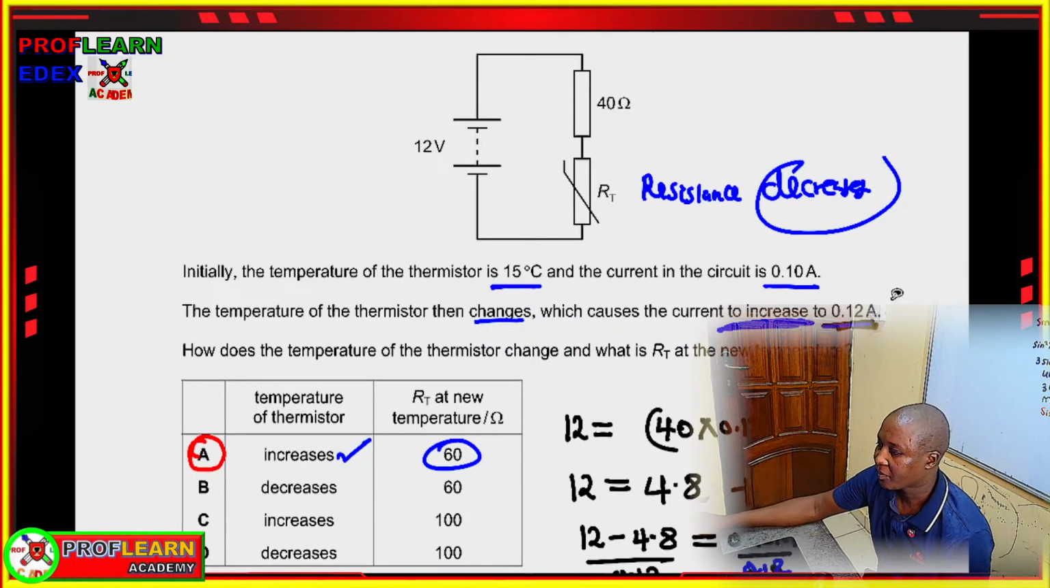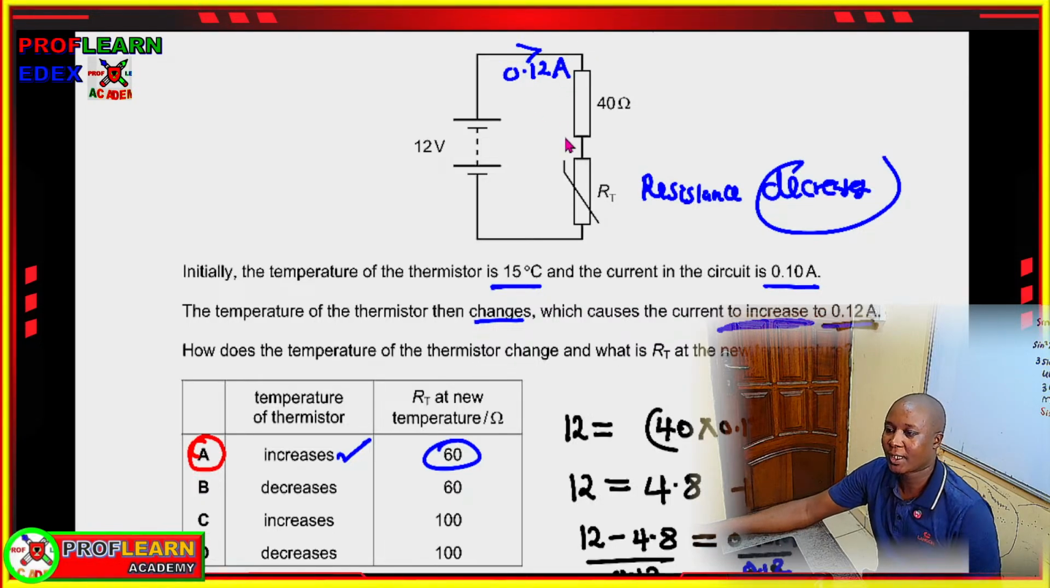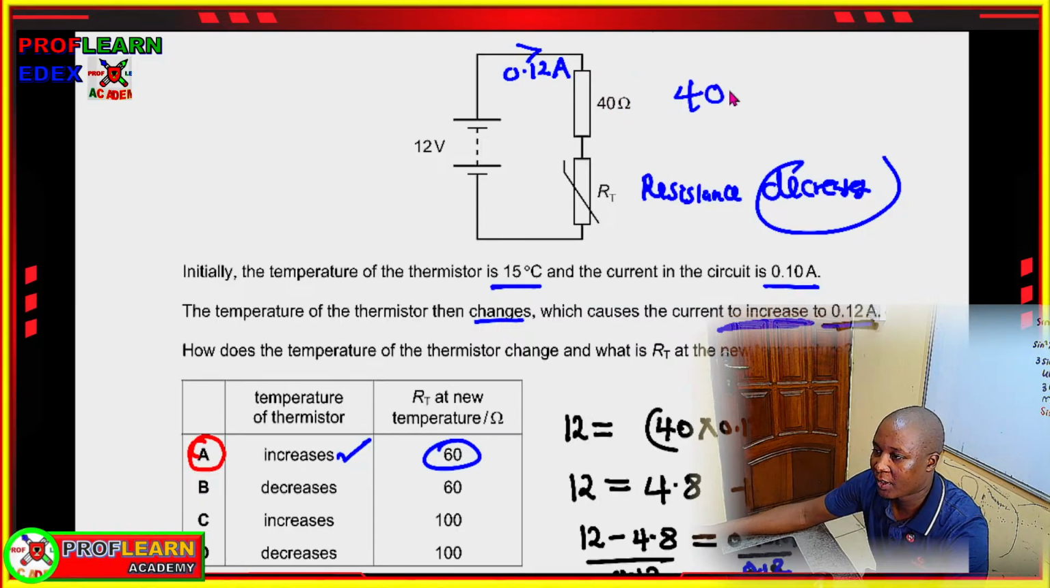So if there is a current of 0.12 amperes flowing through the circuit, it will mean the potential drop for this resistor will be 40 times 0.12. We get the answer. And also, the current that passes through this is the same current that will pass through this one, so the PD there will be 0.12 times RT for the thermistor.